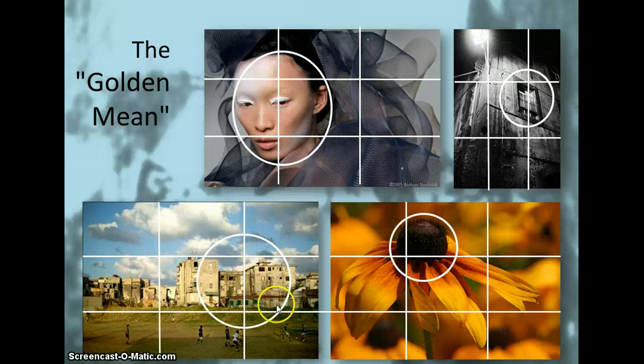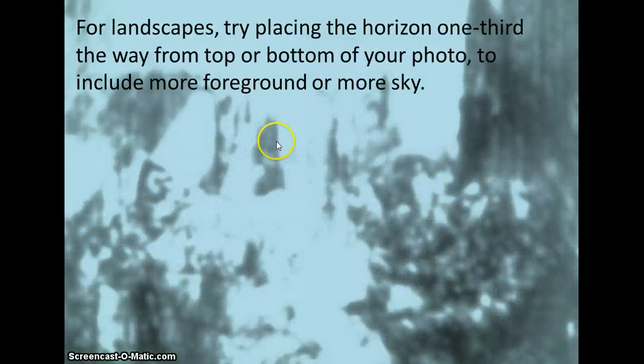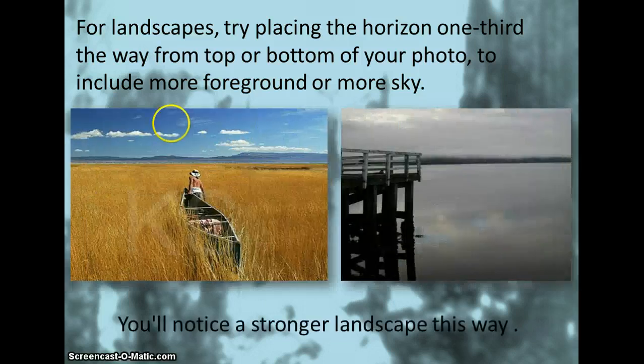These main buildings here that stand out are along this dividing line. It's a similar composition to this one up here, and then here is probably the most obvious, where the focal point is created at the 1/3 in, 1/3 down. For landscapes, you can use the rule of thirds. A lot of people tend to keep the landscapes in the center, but you'll get a stronger landscape if you have it 1/3 from the top or 1/3 from the bottom to show either more sky or more foreground.